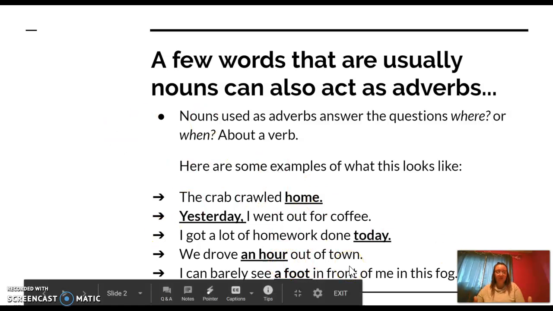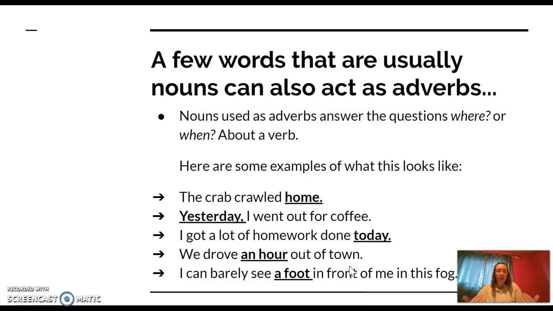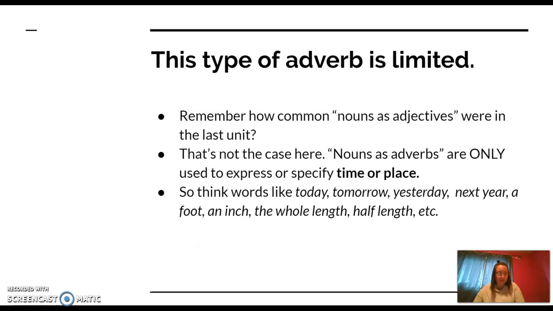As you can notice, just from your background knowledge of what a noun is, these are all ideas or things. Home, yesterday, today, an hour, a foot. It's all something that we could describe or modify if it were standing as a noun. But when we think about it as an adverb, we think of it in a limited sphere of things that are being measured or verbs that are being described in some way.